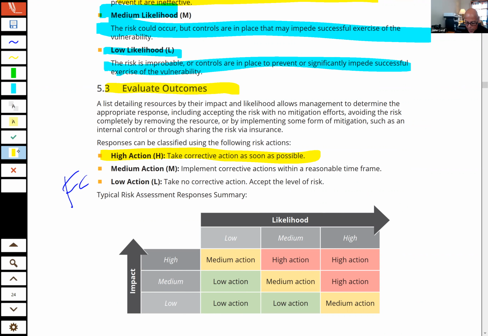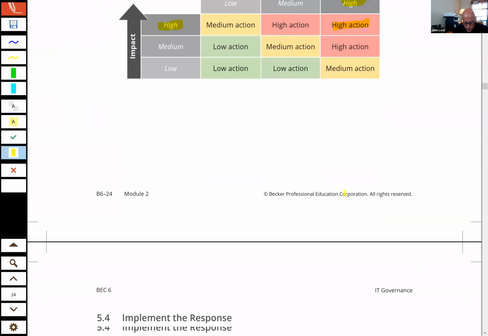So high action would be those that have what? I guess this thing helps, right? A high impact, high likelihood, take action right away, right? As things start to become less likely, less impactful, then you don't have to deal with them. And they say low action, take no corrective action except the level of risk. And that's when I start saying to myself, well, why do we have these processes or whatever if in fact the company can just function fine without whatever it is?